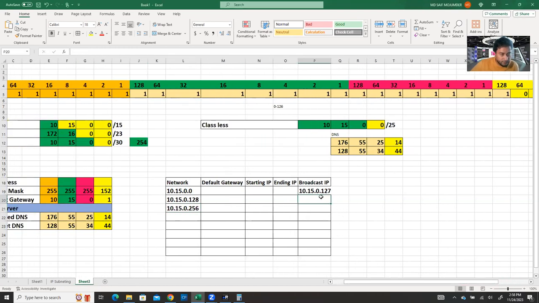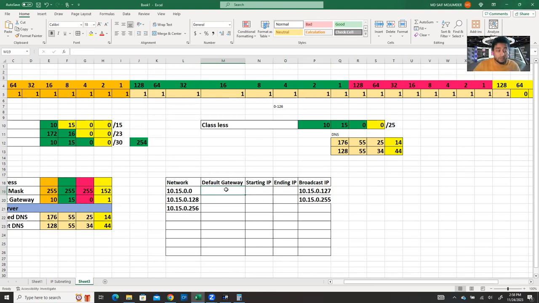the same way, for the second broadcast, we look for the third network, right? So the previous number of the third network. The third network is 10.15.0.256, right? So it's going to be the previous number, that means 255, right? So what should be the third broadcast? For the third broadcast, you should look for the fourth network, but there is no fourth network, right? So that means you cannot go. This is your ending limit. So whenever this is the case, you're going to get only here, right?